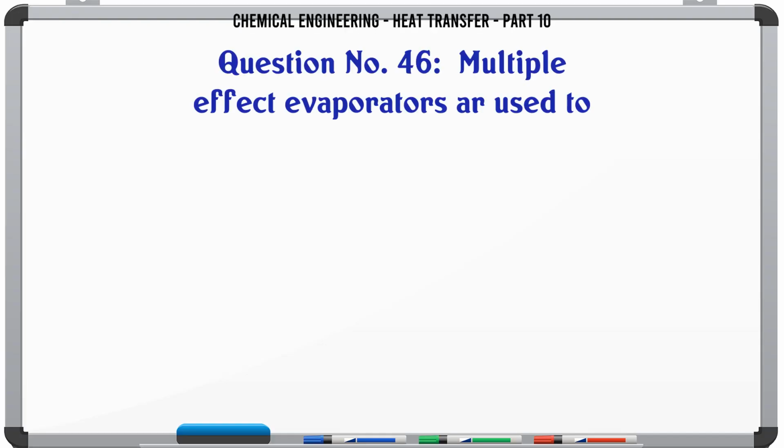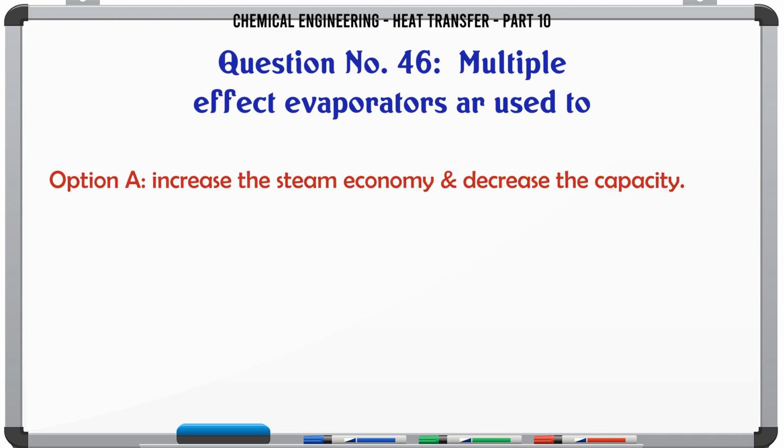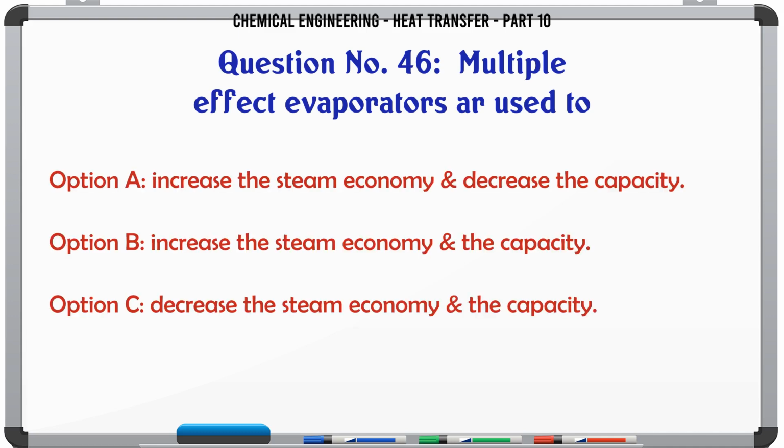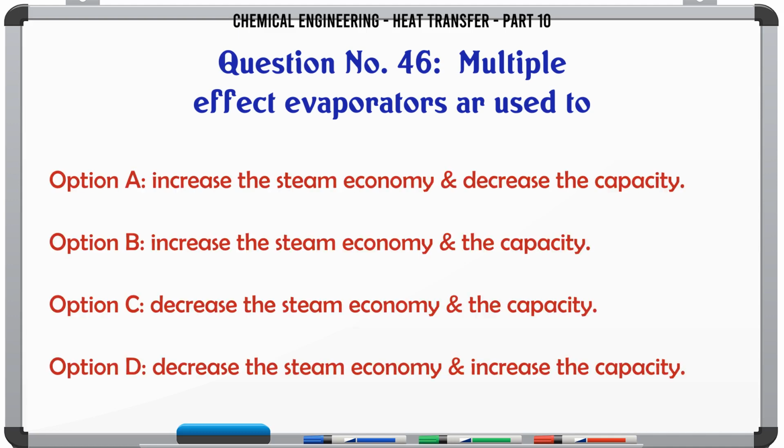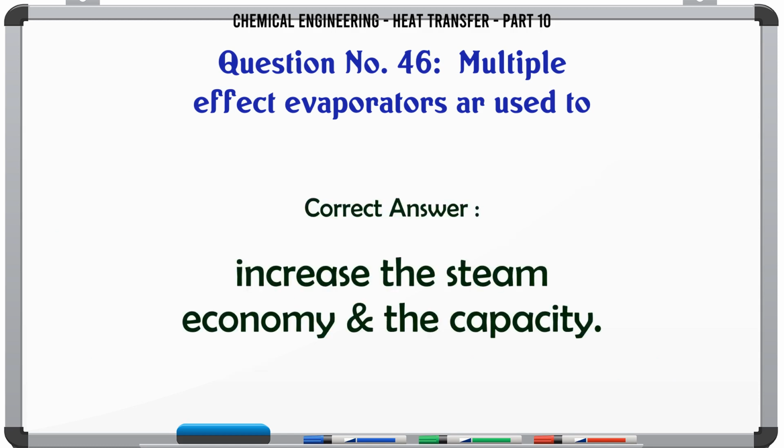Multiple effect evaporators are used to: A. increase the steam economy, decrease the capacity, B. increase the steam economy, the capacity, C. decrease the steam economy, the capacity, D. decrease the steam economy, increase the capacity. The correct answer is increase the steam economy, the capacity.